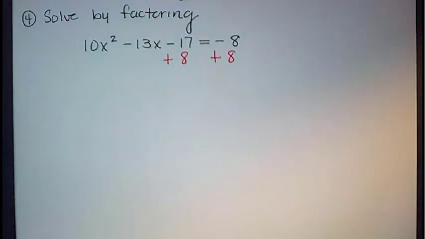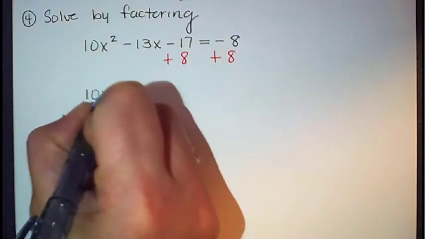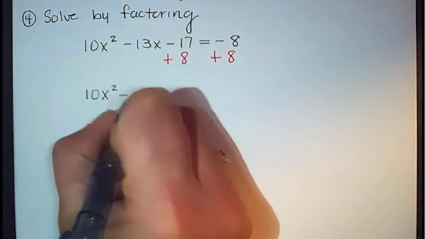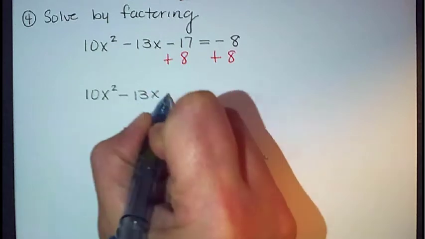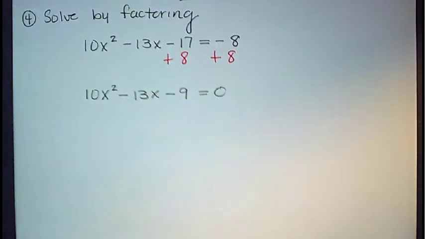Definitely the easiest movement to make since all of my other terms were already over here on the right hand side. So I've got 10x squared minus 13x minus 9 equals 0. So now we have that equal to 0 that we have to have in order to be able to solve this guy.